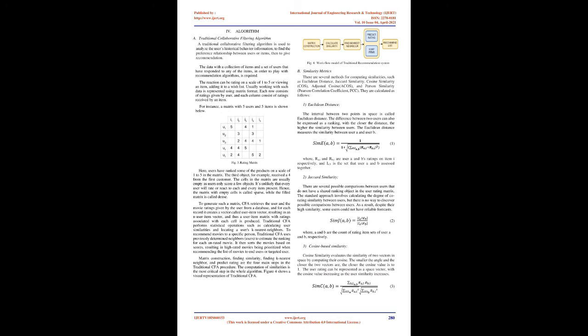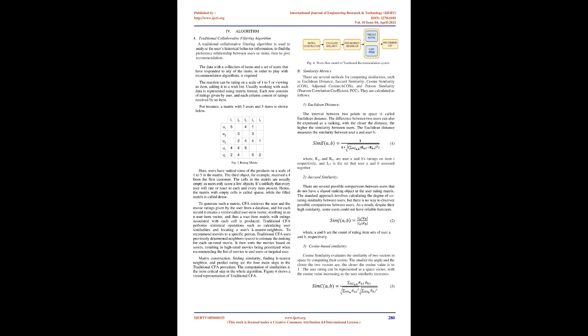The cells in the matrix are usually empty as users only score a few objects. It's unlikely that every user will rate or react to each and every item present. Hence, the matrix with empty cells is called sparse, while the filled matrix is called dense. To generate such a matrix, CFA retrieves the user and the movie ratings given by the user from a database, and for each record it creates a vector called user item vector, resulting in an n-user item vector, and thus a user item matrix with ratings associated with each cell is produced. Traditional CFA performs statistical operations such as calculating user similarities and locating a user's k-nearest neighbors.